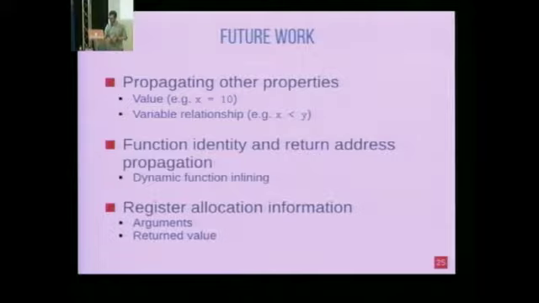And what we want to explore is function and return address identity propagation to do aggressive dynamic inlining. And the last thing we would like to explore is register allocation information propagation about the function arguments and the value returned by the function call.